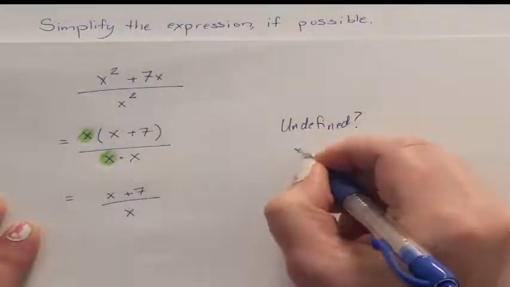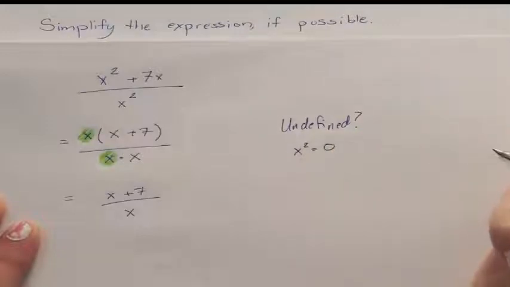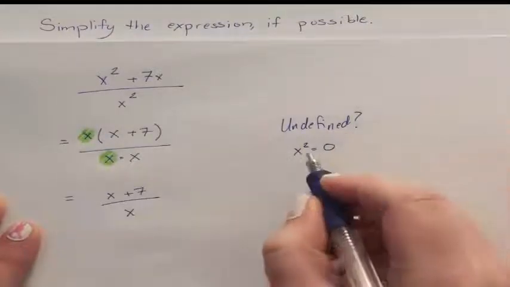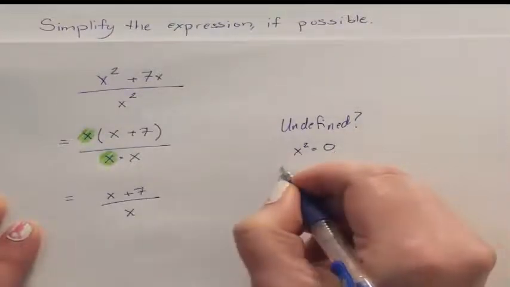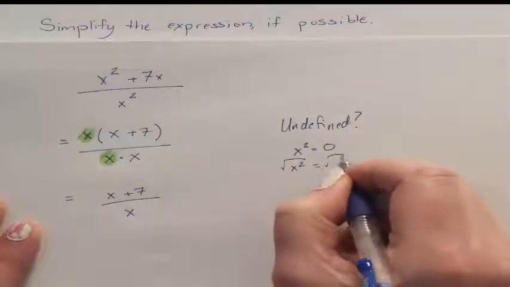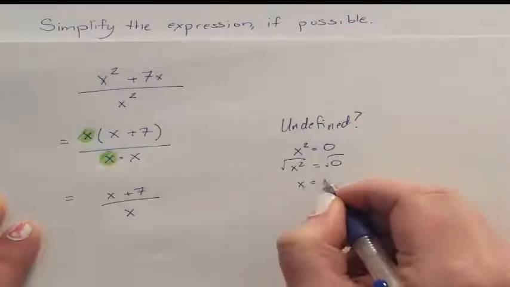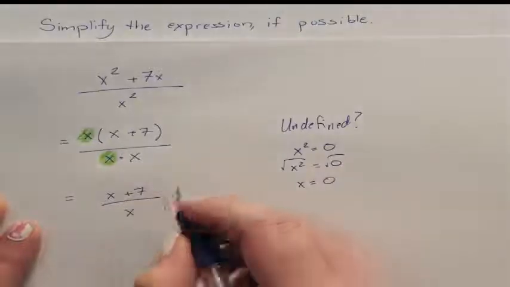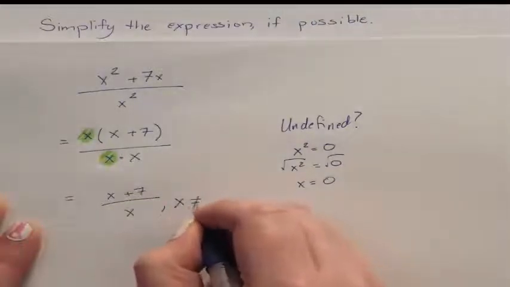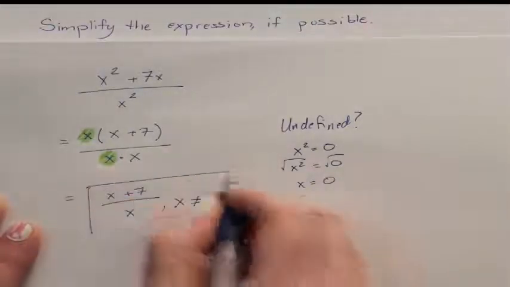Now, we got to check our undefines. This denominator cannot be 0. If it's 0, then we just made a whole mess. So I got to figure out what this would be. Take the square root of both sides. Then x is going to be the square root of 0, which is just 0. So this is our answer, but remember, x cannot be 0.